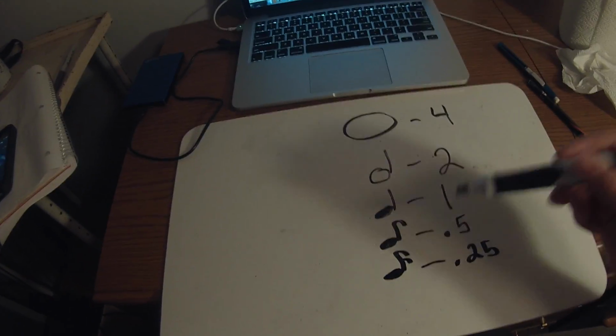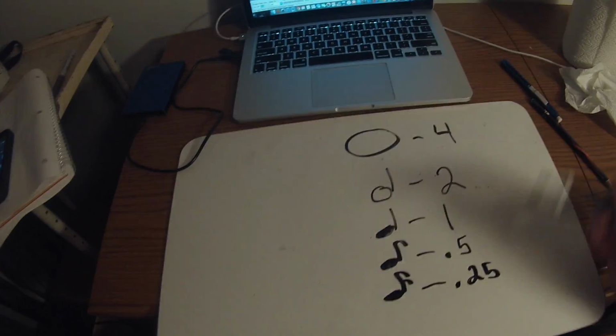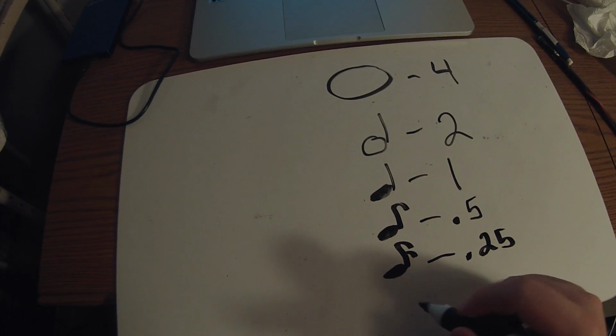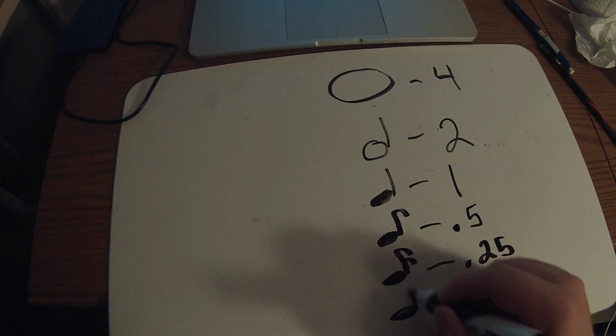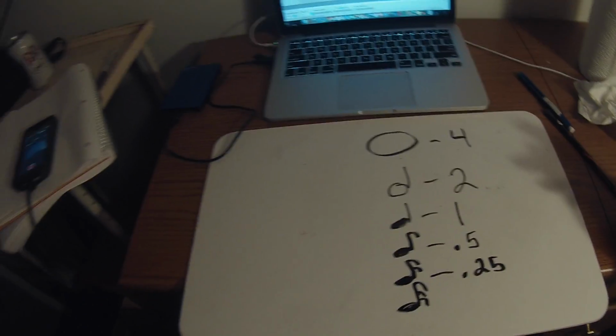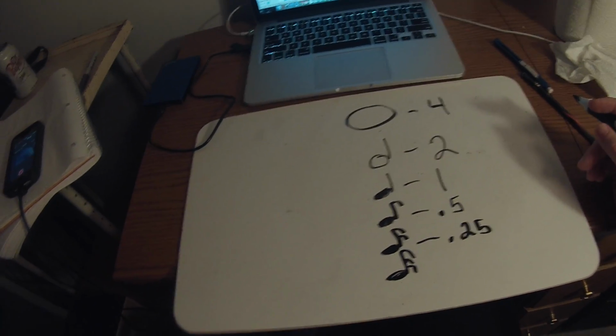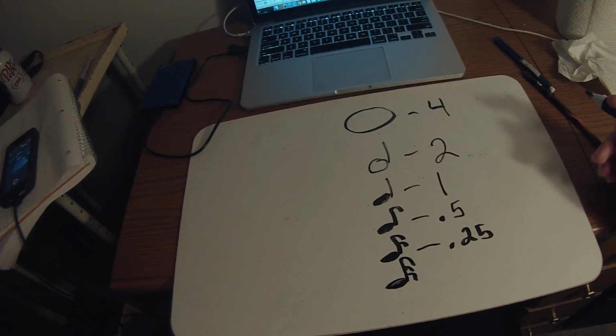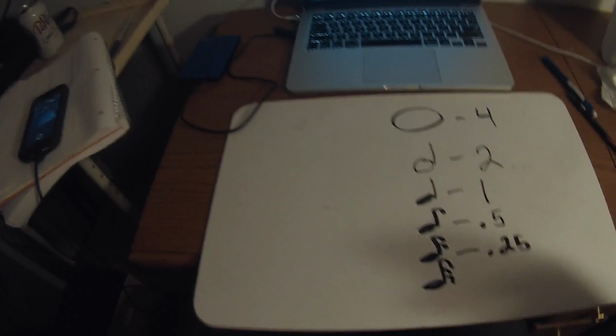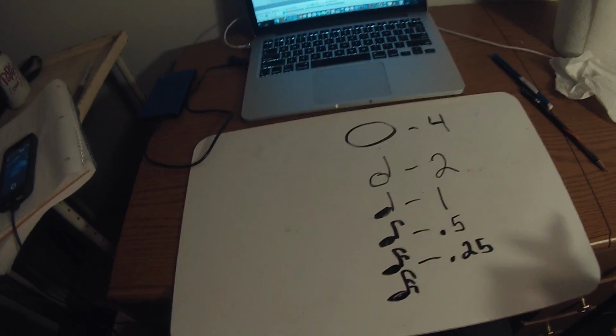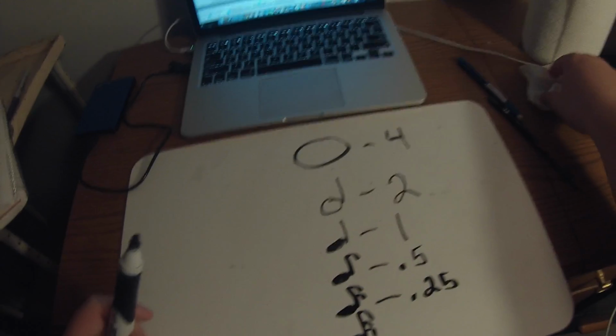Okay? Now the next layer would be 32nd notes, which is just 1 more flag, and this can go on infinitely through music. You just keep adding an extra flag onto it. It becomes twice as fast. Okay?